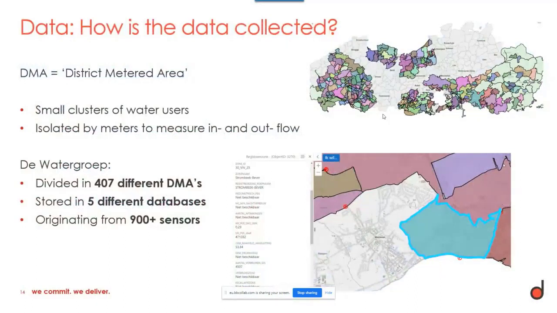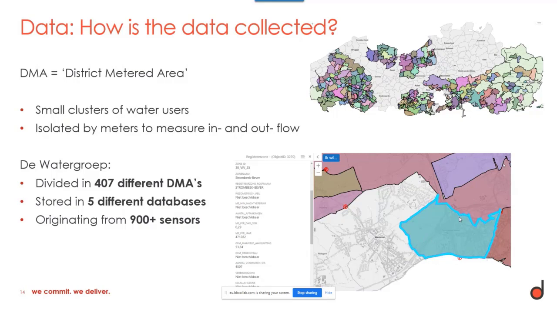But first, how is the data collected? The way that most water companies try to measure the amount of water that is consumed is by applying a technique called district metered area. These, as you can see, are all small clusters of water users, so you can really monitor all the users that are using water in here.